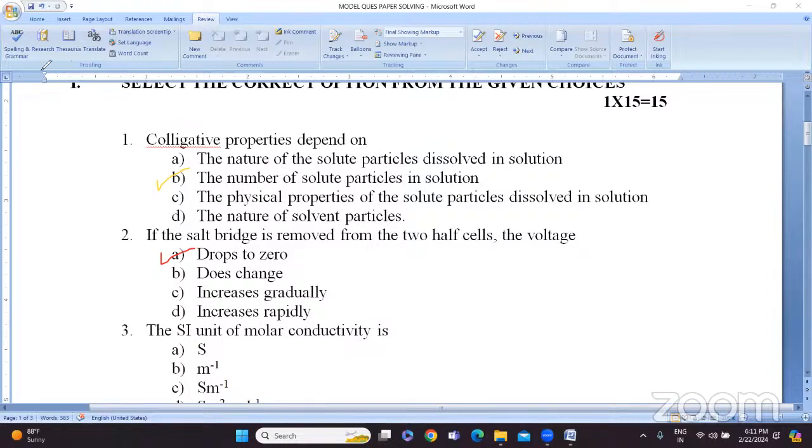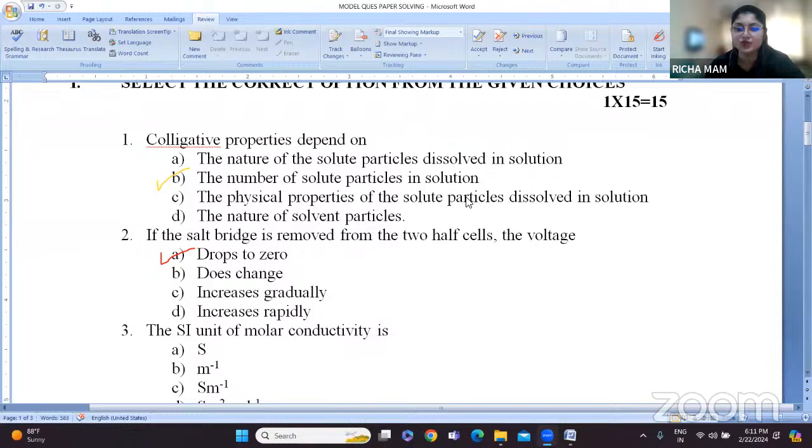So what is the role of this salt bridge? As you know, it will maintain the electrical neutrality in the solution, so that it will prevent the voltage drop. So once it is removed, what will happen? The voltage will drop to 0. Okay, moving forward, next question.